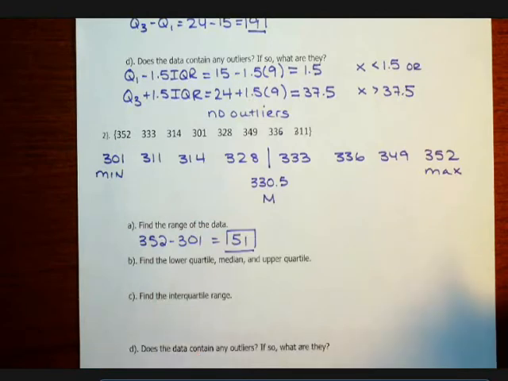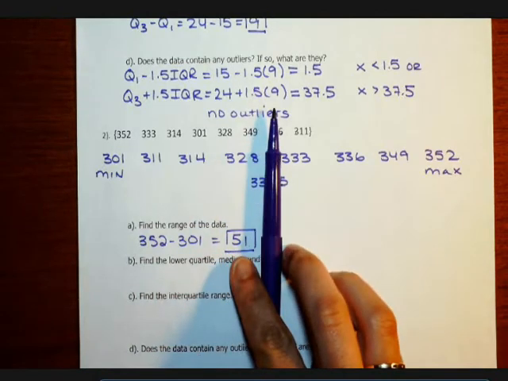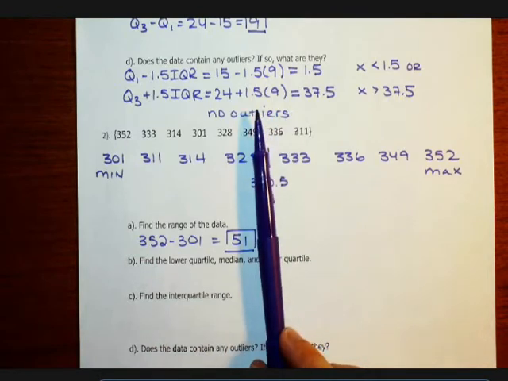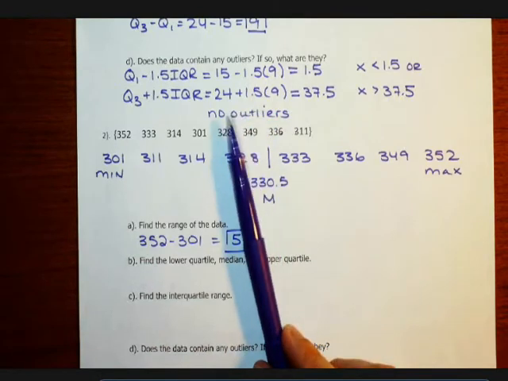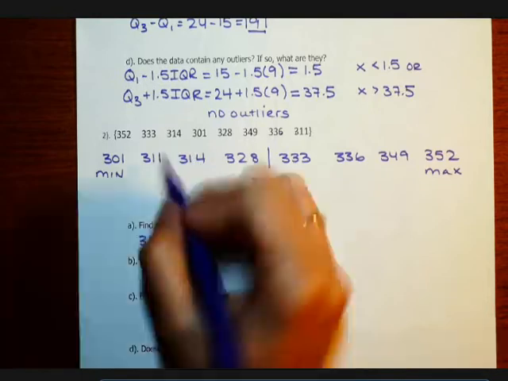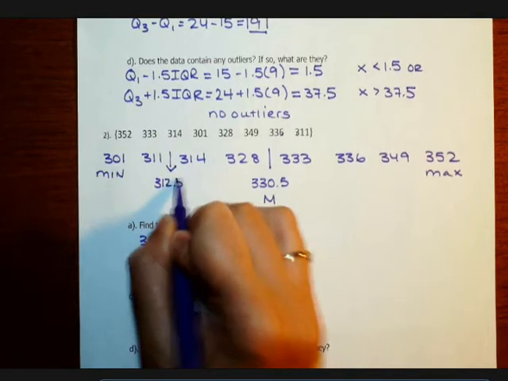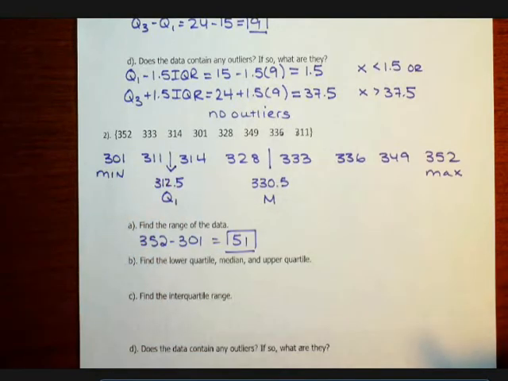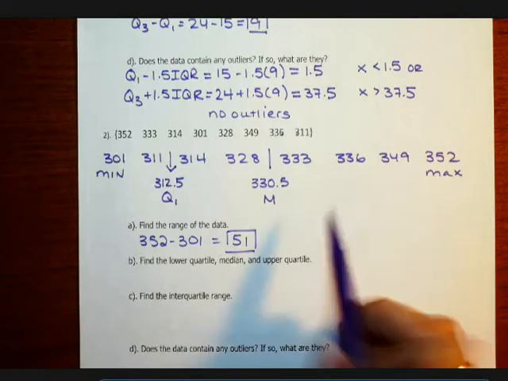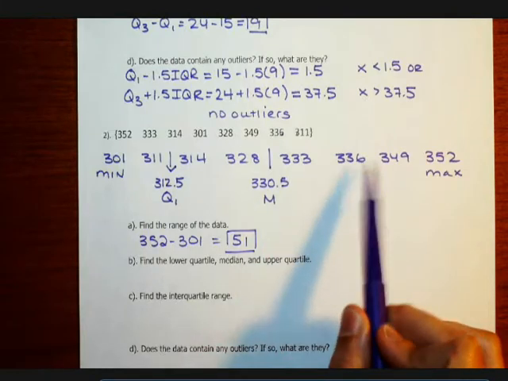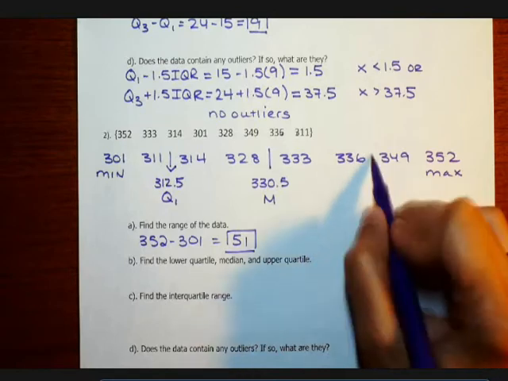Again, we cover this up and pretend like it doesn't exist, and we look at all the numbers to the left. So to the left, we have 4 values, which means that the median of these 4 values is going to be between 311 and 314. So the average of these two numbers is 312.5. We look to the right of our median, and that means the median of this upper half of data will be the average of these two values in the middle, which is 342.5.